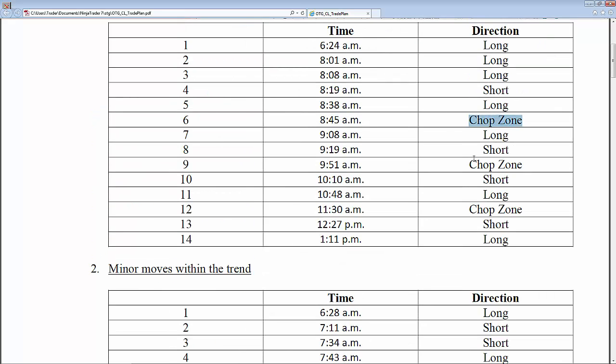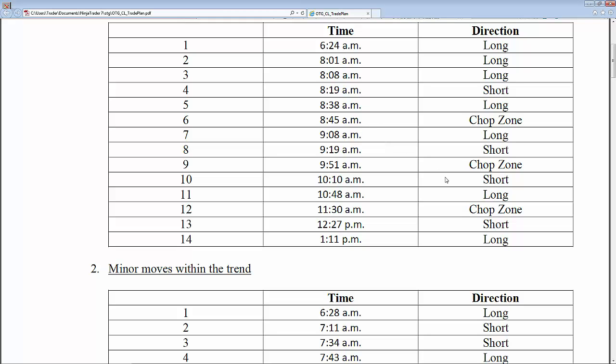Also, I've identified areas where I expect there to be some chop zones, right? There's 2 or 3 areas where I expect it to be the chop. So, as an example, at 8:45 a.m., I'm expecting us to chop until around 9:08, when I expect the market to take a move at 9:08, and the probability for that direction is for it to be long.